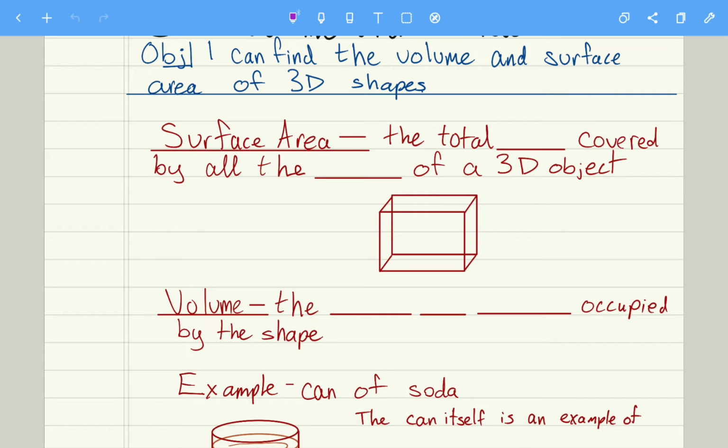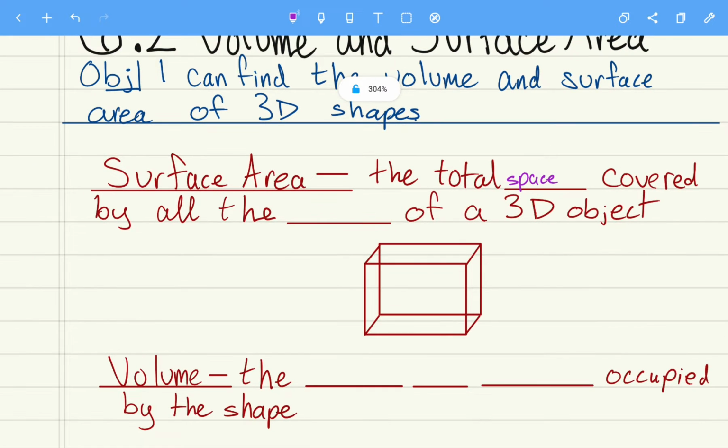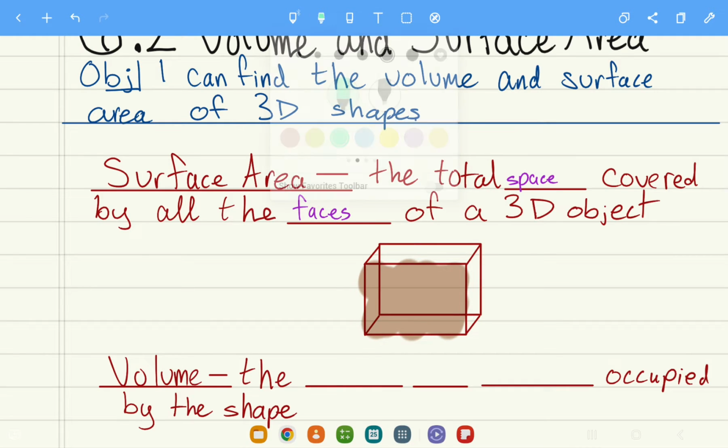Now, the surface area is the total space covered by all the faces of a 3D object. So now the face is one side of a 3D object. If we were to find the area of each face, that would be our surface area.